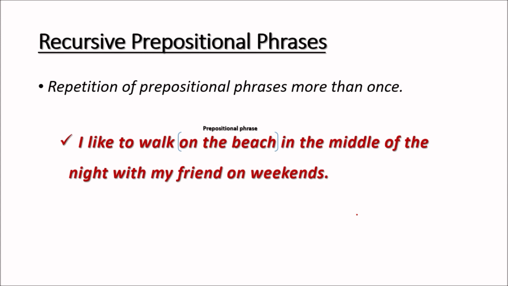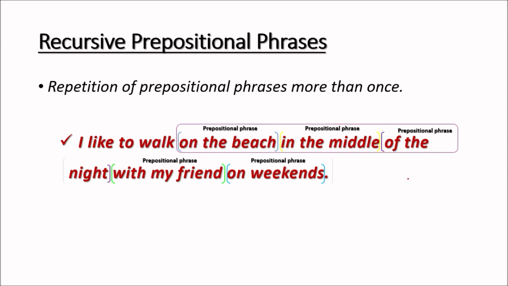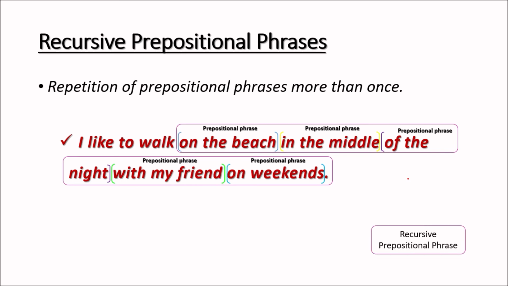First one, on the beach. Second one, in the middle. Third, of the night. Fourth, with my friend. And the last one, on weekends. So how many do we have? 1, 2, 3, 4, 5. So all of these prepositional phrases together in the same sentence is what we call a recursive prepositional phrase, right? You can have many more. This is pretty much kind of infinite. You can include more and more to be more specific and to give more details.